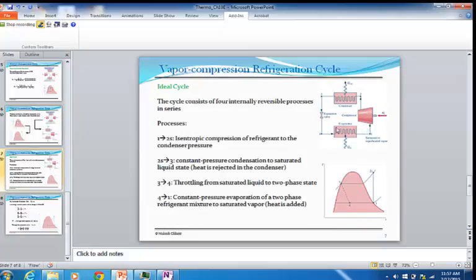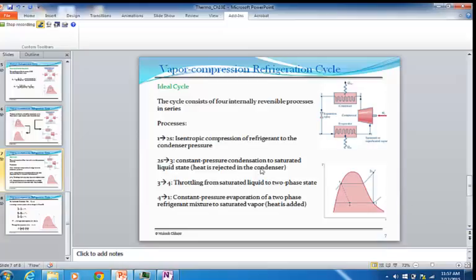So now if you look at the 4 processes here, again they are internally reversible, we are assuming. So we have 1 to 2s, which is an isentropic compression of a refrigerant. Then 2s to 3 is a constant pressure condensation, which is this one right there, where the heat is being rejected to the outside atmosphere. 3 to 4 is the throttling valve that takes saturated liquid to a two-phase state. So that's where this one is, 3 to 4. And then 4 to 1 is a constant pressure evaporation. So this is still inside the evaporation chamber, or inside the refrigerator basically.